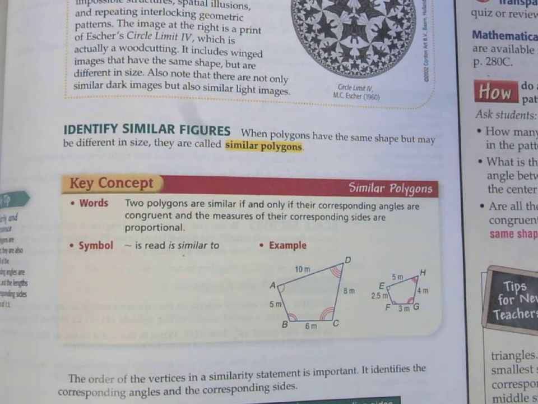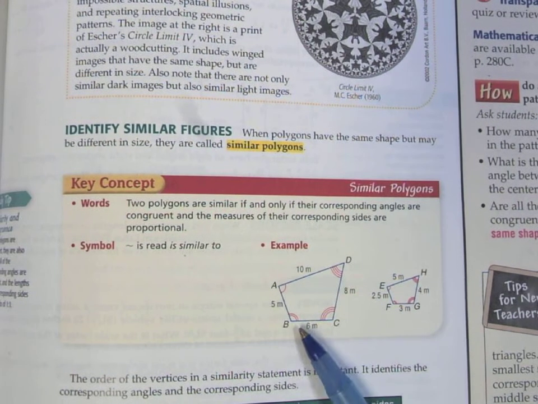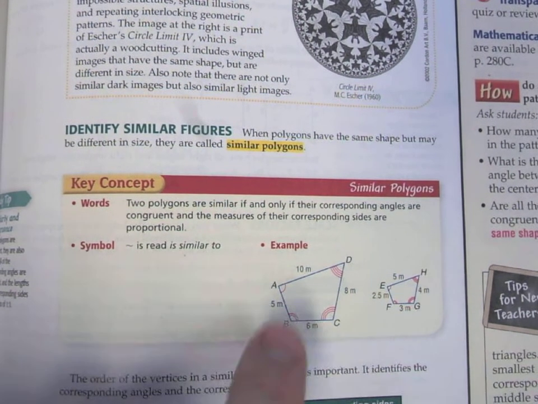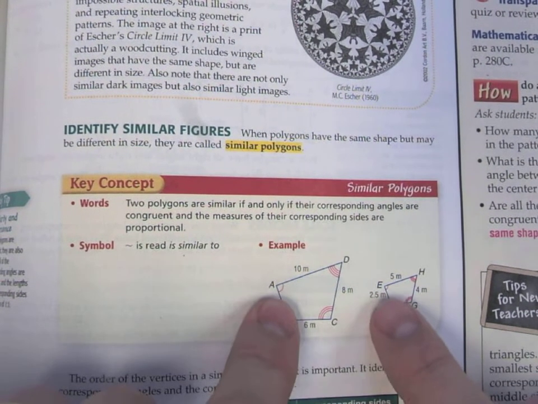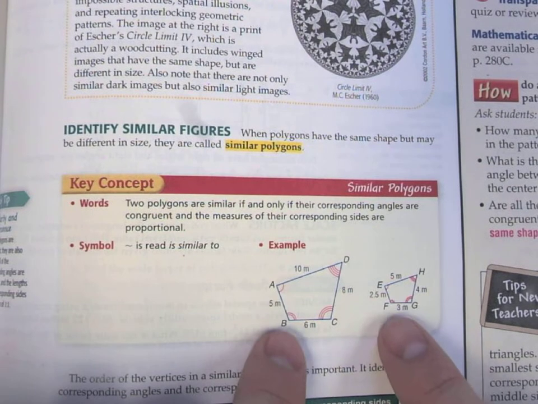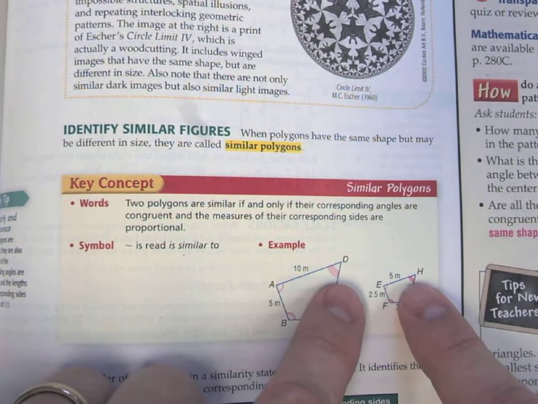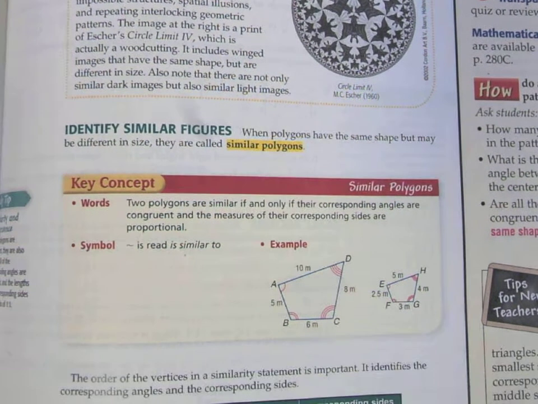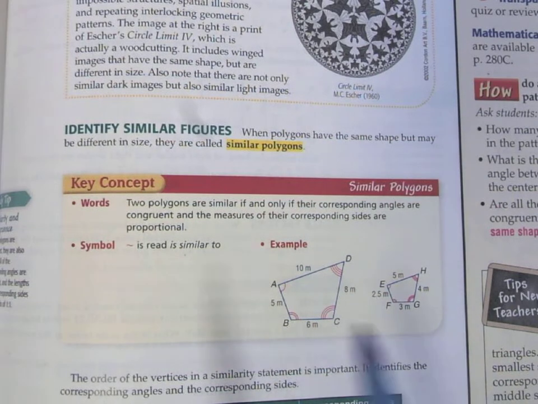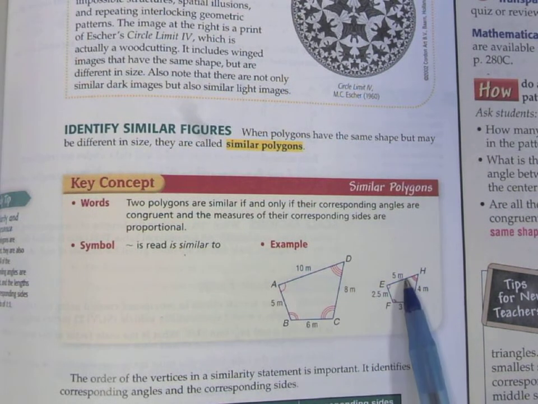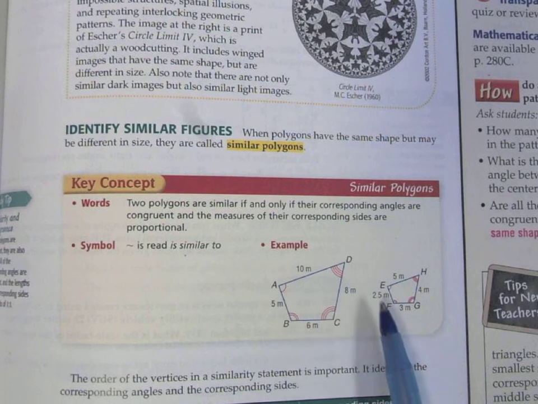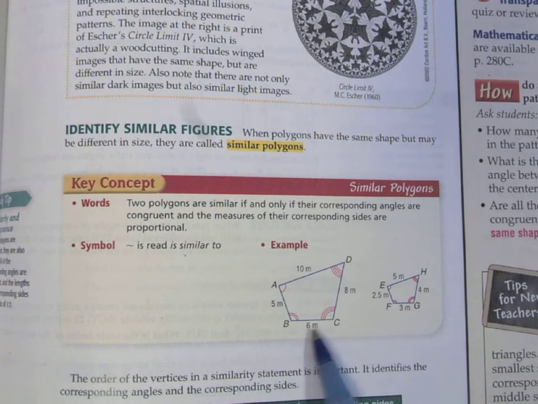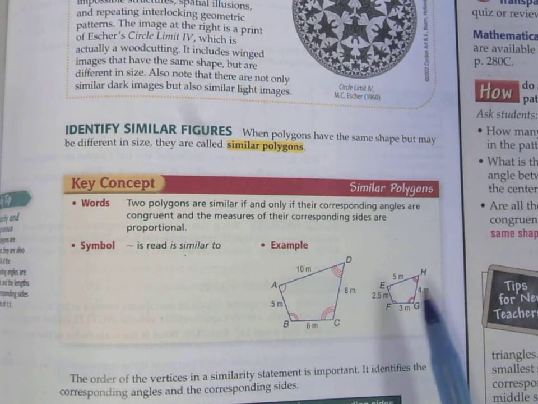So in these two shapes, angle A is congruent to E, B is congruent to F, D is congruent to H. We're talking about the angles. C is congruent to G. But also notice that the relationship in the sides are the same. So like 10 over 5, that's 2. 5 over 2.5, that's 2. 6 over 3, that's 2. 8 over 4, that's 2.